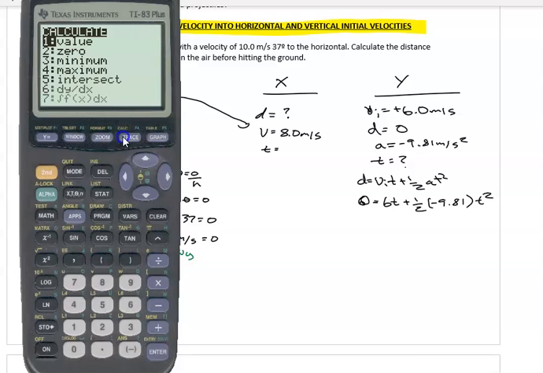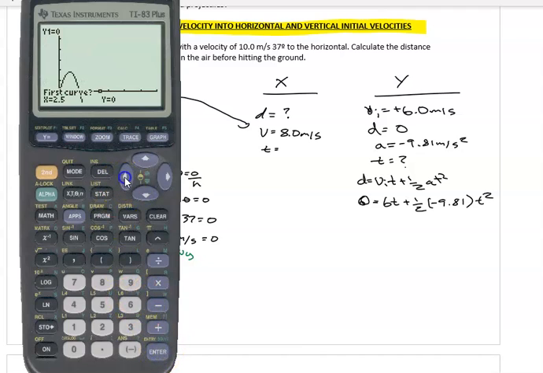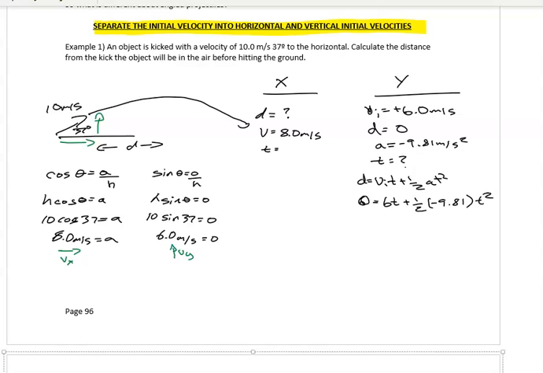We press second function, then calc. That's the trace button, and select the intersect. And we're going to just do this with the 3 curve methods by pressing enter, enter, enter, and we find that that's the time of 1.22 seconds. That is going to be what gets brought over here for time of 1.22 seconds.